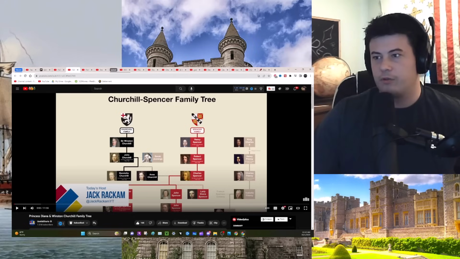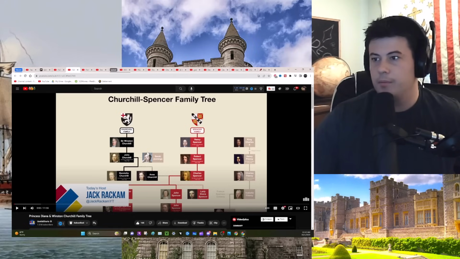Princess Diana, Winston Churchill family tree. I had no idea they were related.